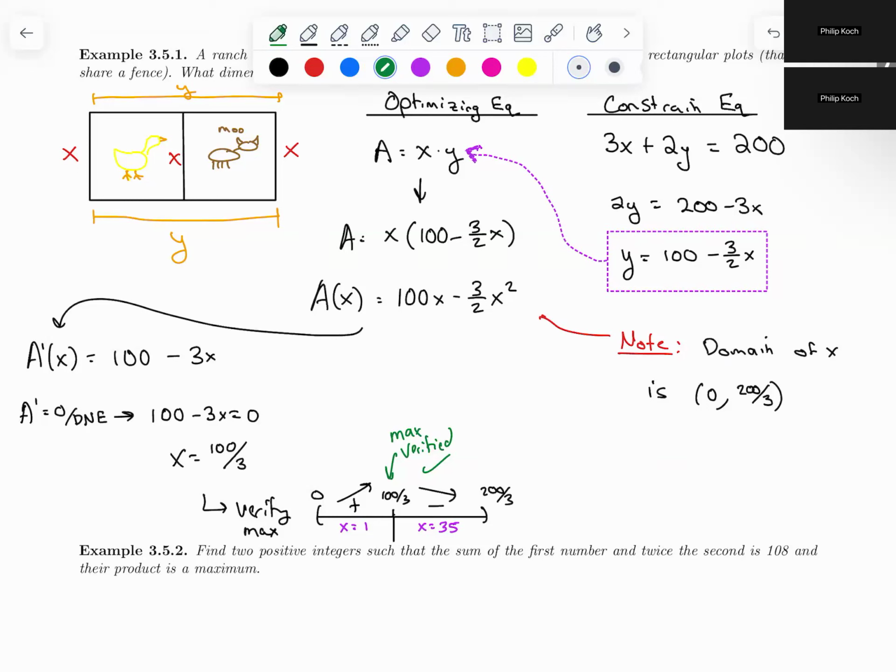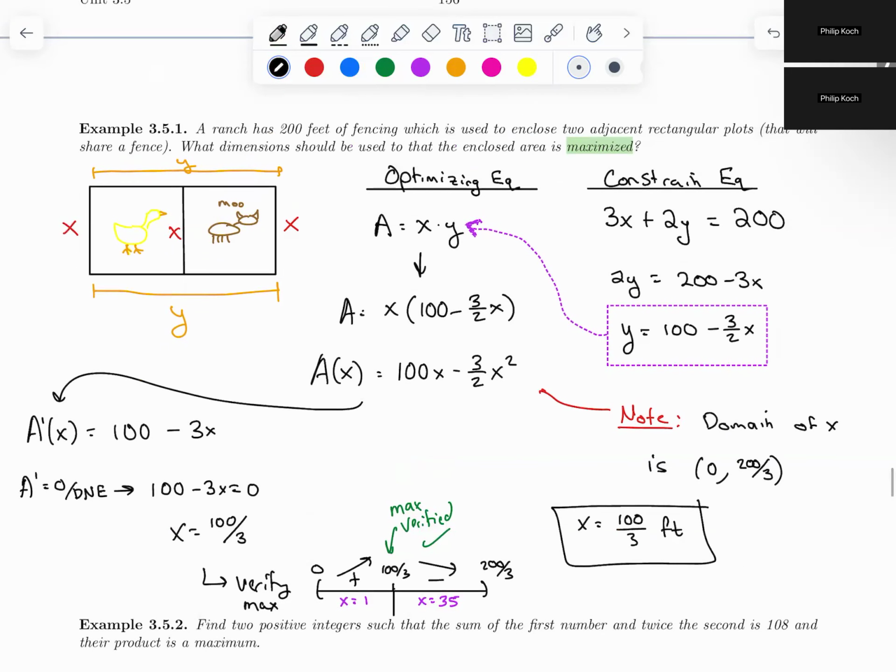And then John Doe student says, I got the answer then. x is equal to 100 over 3 feet. And he boxes this in. Why is John Doe student wrong? We still need the y. It says, what are the dimensions? It doesn't say what is the x dimension. It says, what are the dimensions?